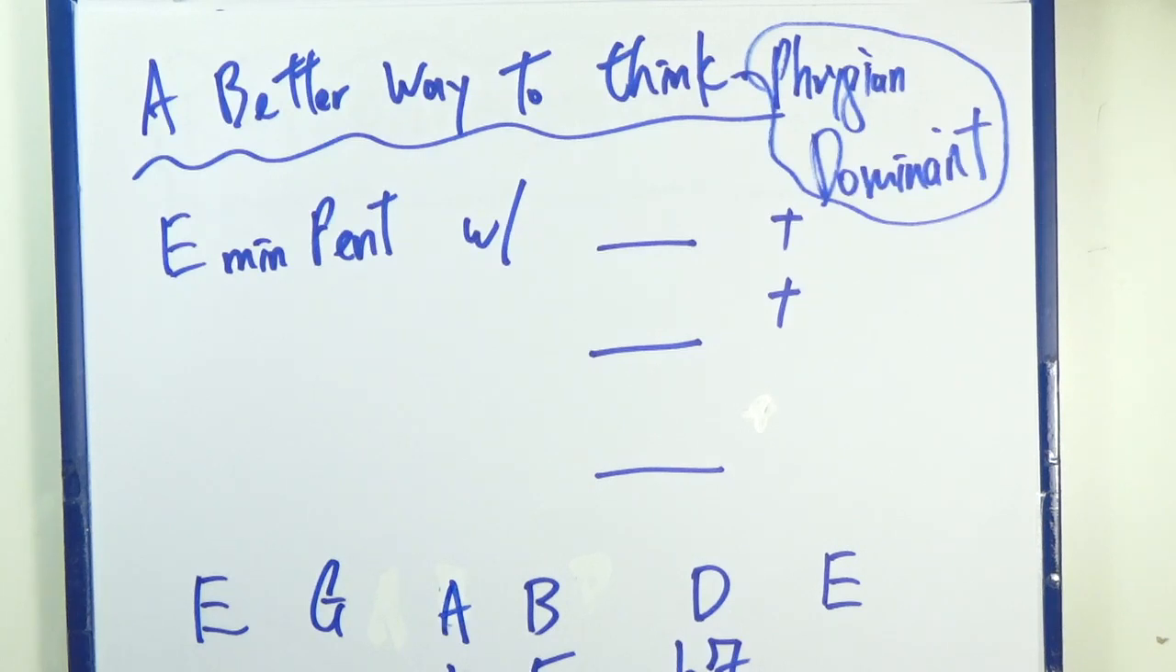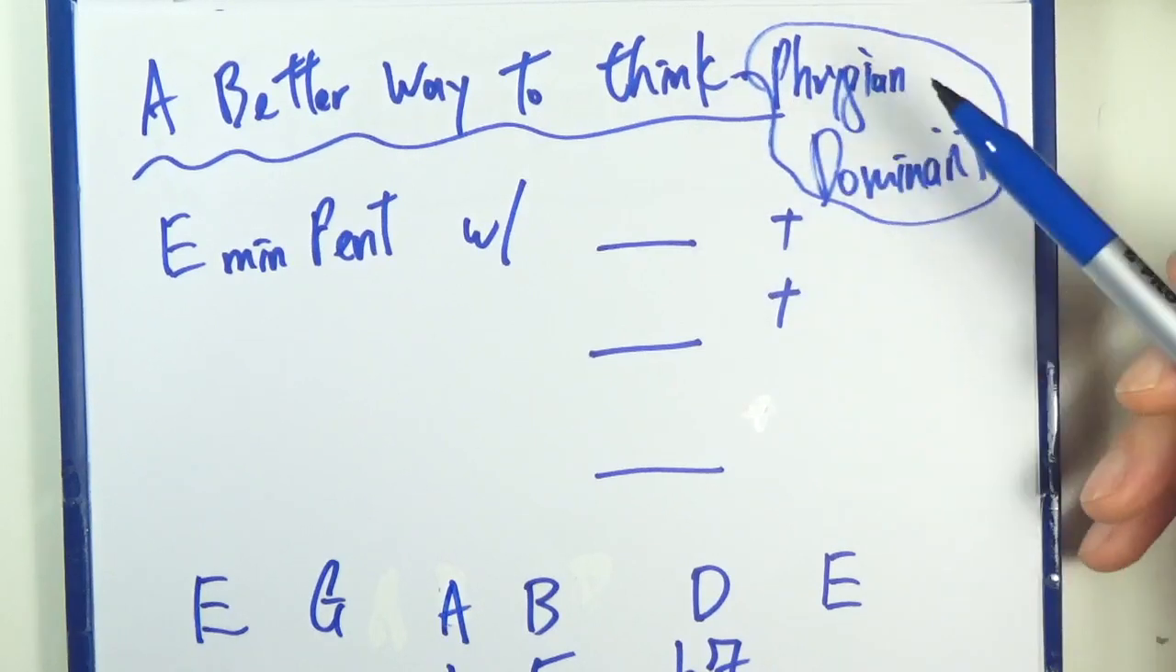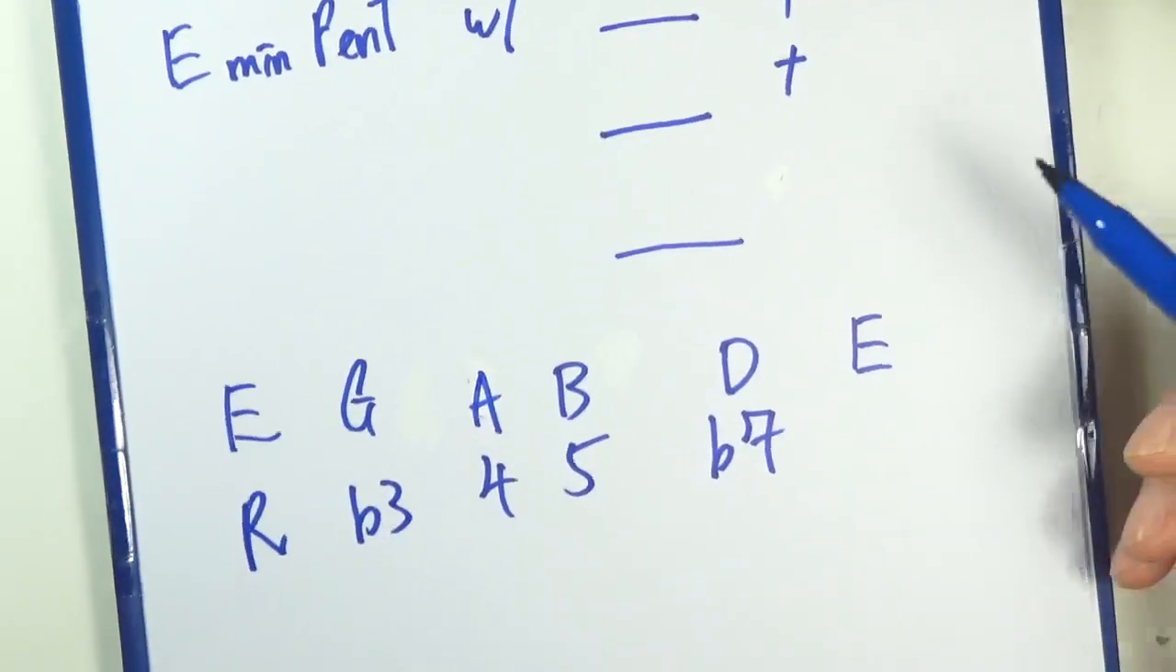Okay. So one way to think about it is you can start off with, say, a minor pentatonic and tweak the scale to make it a Phrygian dominant. There are several advantages to it, and one of them is you're starting out with something familiar. E minor pentatonic is a relatively simple scale, and by tweaking certain notes of the scale, you'll be able to get this much more complex Phrygian dominant sound. Okay, so what I mean here is this.